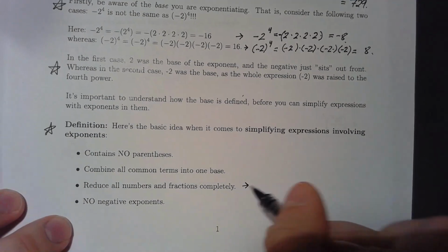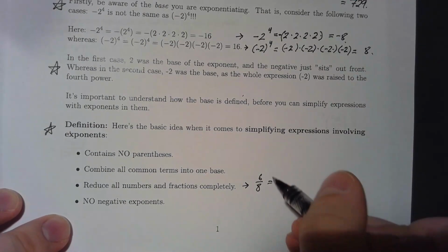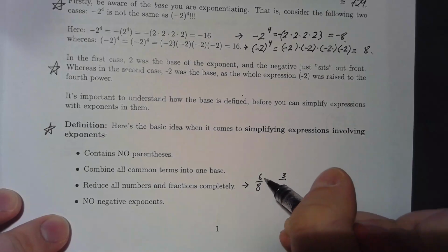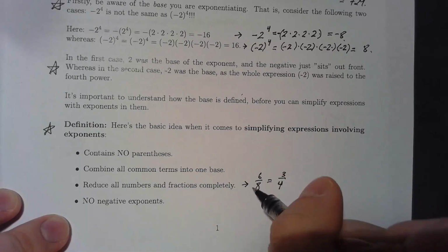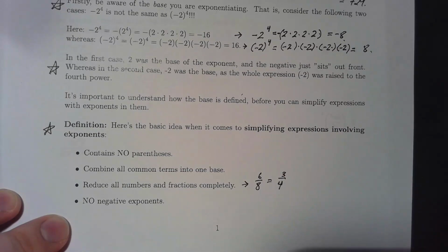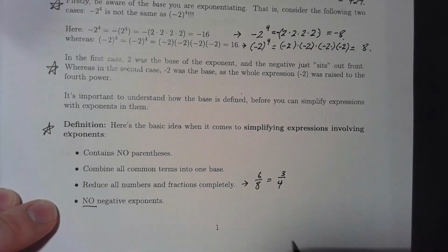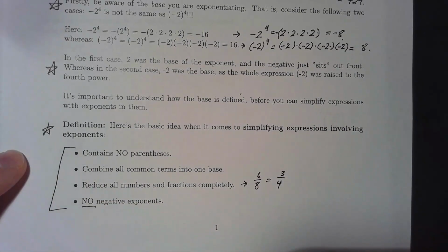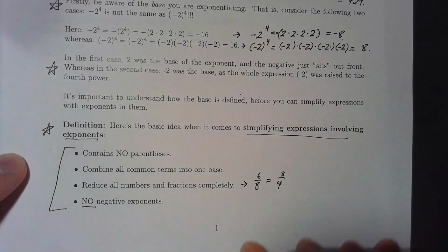So for example, if I have 6/8, you could reduce that. There's a 2 in common here. 2 goes into 6 3 times, and 2 goes into 8 4 times. Basically, this just means reduce fractions as completely as you can. And no negative exponents. You'll see what I mean when we actually start looking at some of the properties, but that's the basic idea when it comes to simplifying expressions with exponents in them. You have to do these four things.